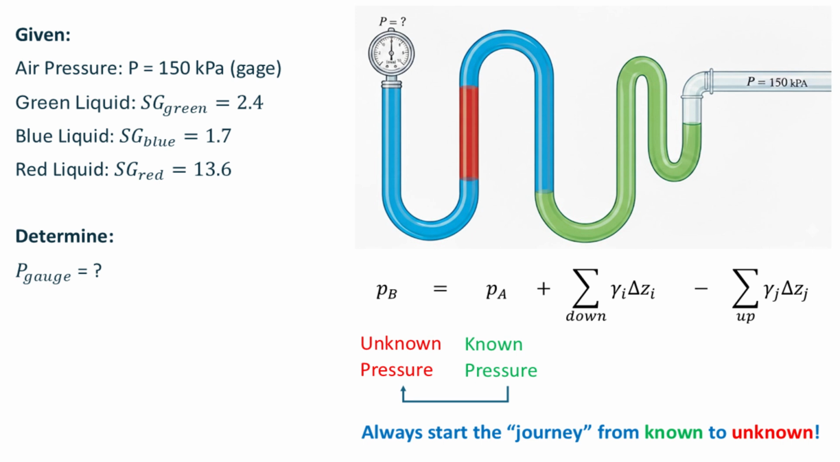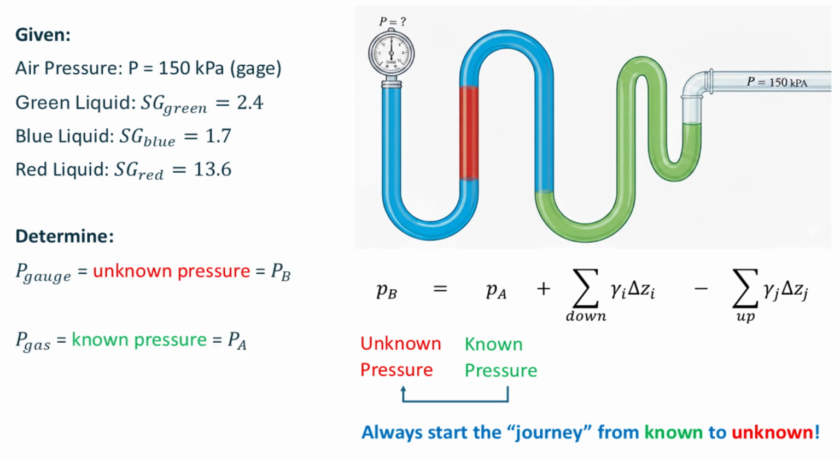Let's take a look at this specific example. As shown by this image, we have a manometer that connects to the air pressure of 150 kPa on the right side end. There are three different fluids in this manometer with three different colors: green, blue, and red. The specific gravity of these fluids are given, and the elevation variations can be measured. What would be the pressure reading of the pressure gauge on the left side end?